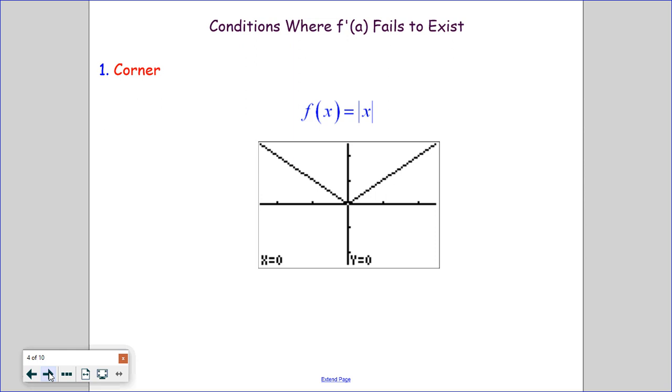So the first condition is when there is a sharp corner in the graph. Again, we're using absolute value of x as an example. There's a sharp corner at x equals 0. And so we would say here f prime of 0 does not exist, because there's a sharp corner.